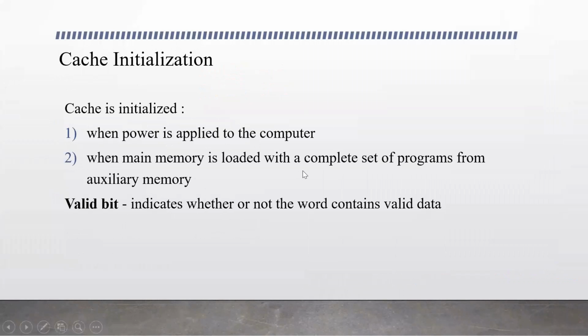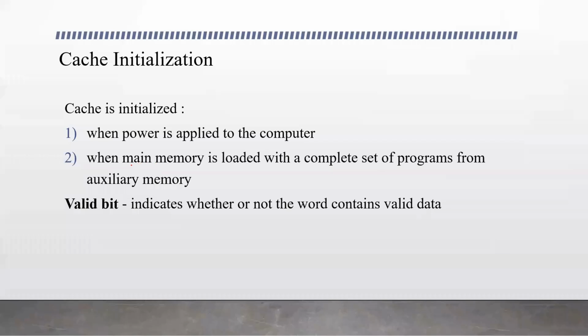Then we have these things in cache. Cache initialization. How is cache initialized? When the power is applied to the computer, cache is initialized, but there will be no data in the cache. So all the bits need to be set to 0.